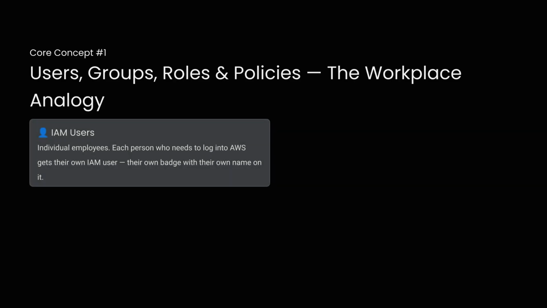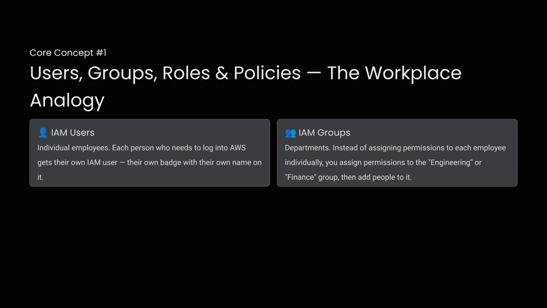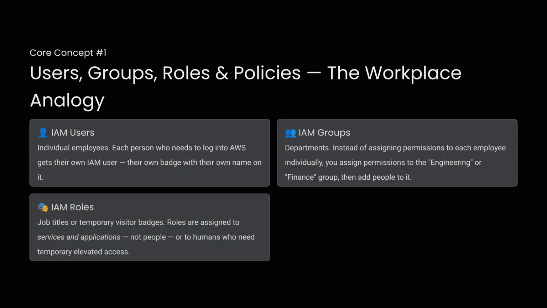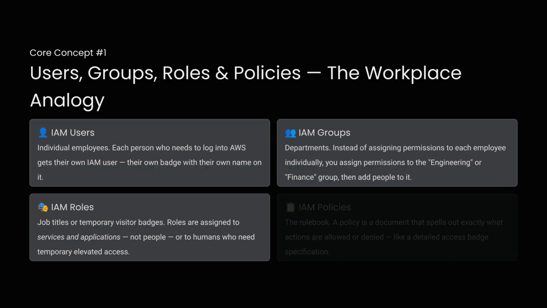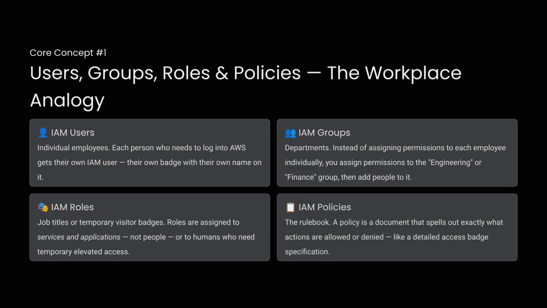IAM users are individual employees with their own badge. IAM groups are departments, allowing you to assign permissions to a group rather than individuals. IAM roles are job titles or temporary visitor badges assigned to services and applications for elevated access. IAM policies are the rulebook, specifying allowed or denied actions.